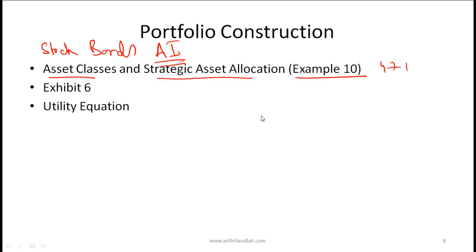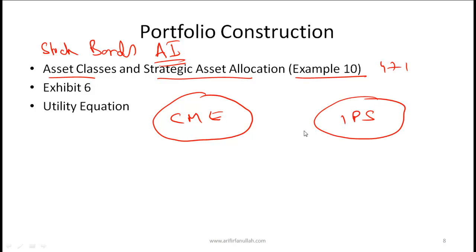Next, let's talk about how we actually construct the portfolio, or how we come up with a strategic asset allocation. There are two key elements, and those two key elements are the capital market expectations and the IPS. The capital market expectation refers to our expectation about how the stock markets will do and the riskiness, how the bond markets will do. So essentially our expectations about the risk and return of different asset classes. IPS tells us about the profile of the investor, what level of risk he can take and what are his return objectives and so on.